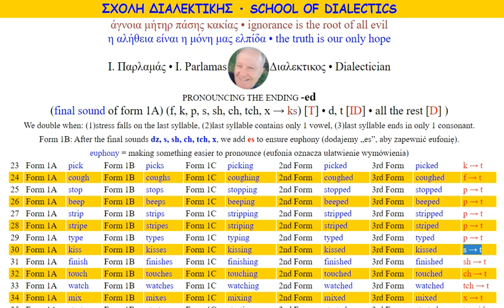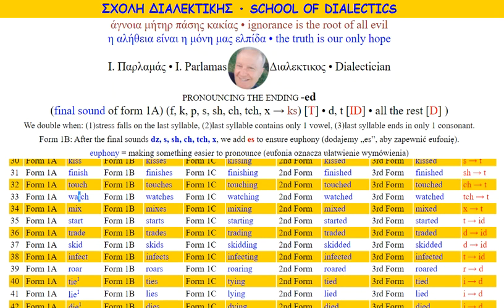Finish. So we are in this situation here, finish, okay? And it's pronounced like a t. So finish, final sound sh. Finishes, we must achieve euphony here. Finishing, finished, finished. Touch, we are here. So it's pronounced like this. And we must achieve euphony. Touch, touches, touching, touched, touched. We are here.